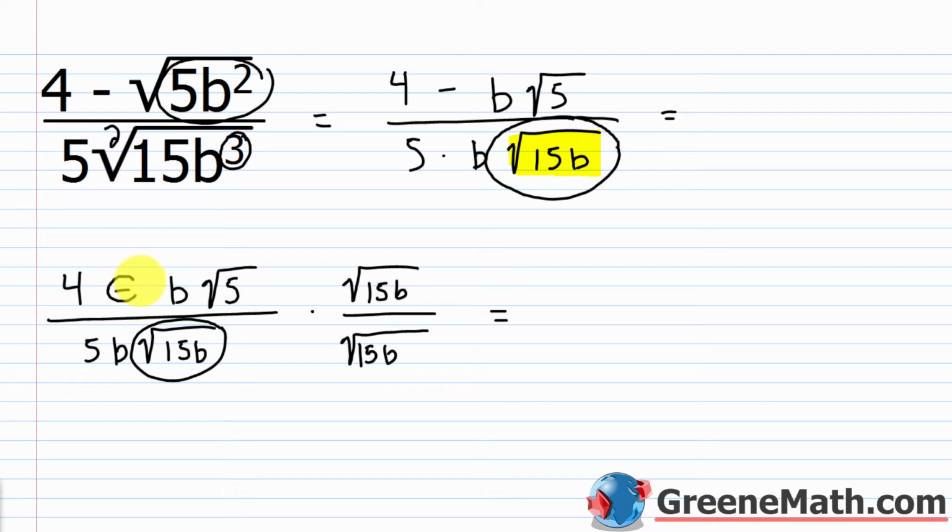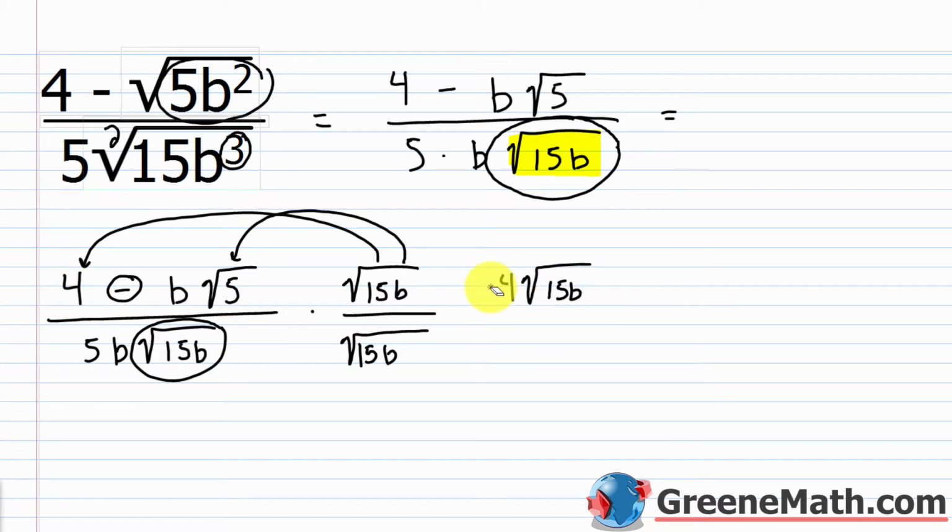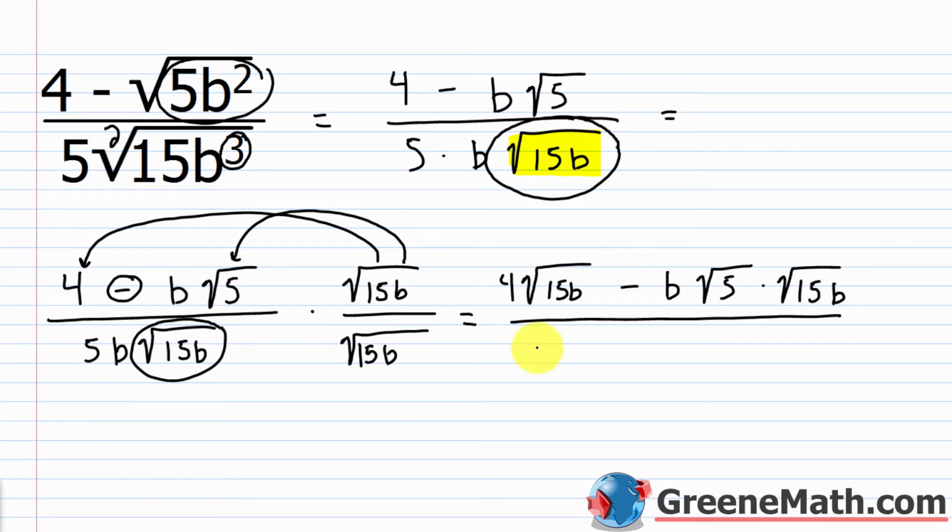Now, there's a minus sign here. If I'm going to do this properly, I'm going to use my distributive property. This is going to be multiplied by this, and then it's going to be multiplied by this. So you'd have the square root of 15b multiplied by 4. So 4 can just go out in front. Then minus, I've got b times the square root of 5 times the square root of 15b. So b is out in front times the square root of 5 times the square root of 15b. And this can be simplified further, but we'll do that in a minute. So this is over. Now down here, I've got this 5b multiplied by, you have the square root of 15b times the square root of 15b, which is just 15b.